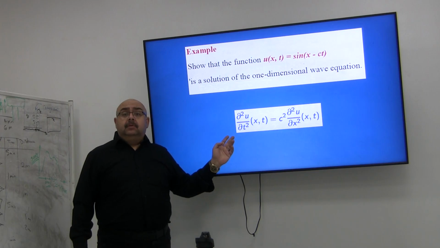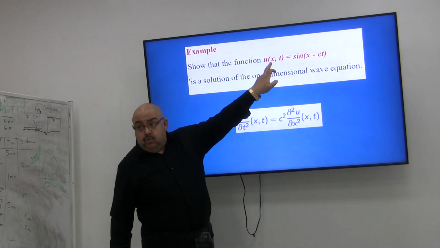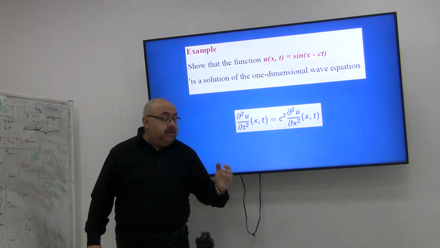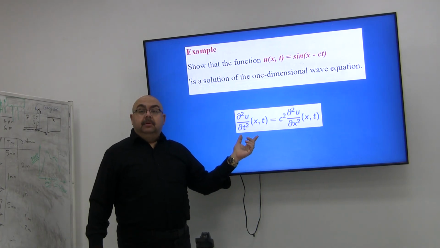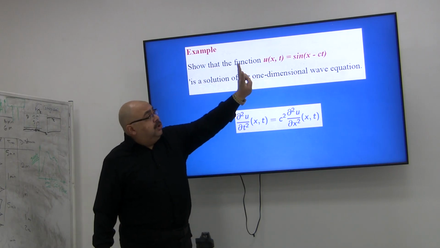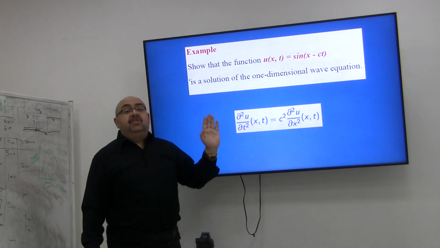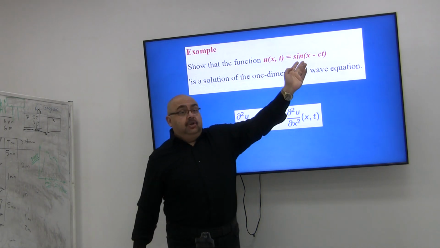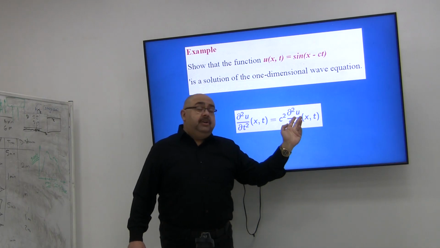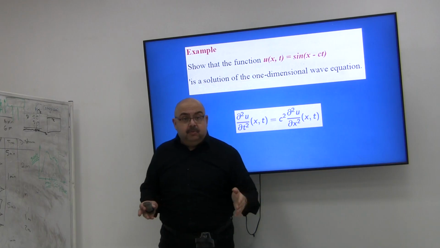How to show this? I want to show that this value of u, which is sine of x minus ct, could be a probable solution for this problem. How to do it? It's very, very simple. I will differentiate this function 2 times with respect to t. That's the left-hand side. And then I will take the right-hand side. I will differentiate this function 2 times, but with respect to x. After differentiating, I will multiply it by c squared. You will find the left-hand side is equal to the right-hand side, so it's proved.